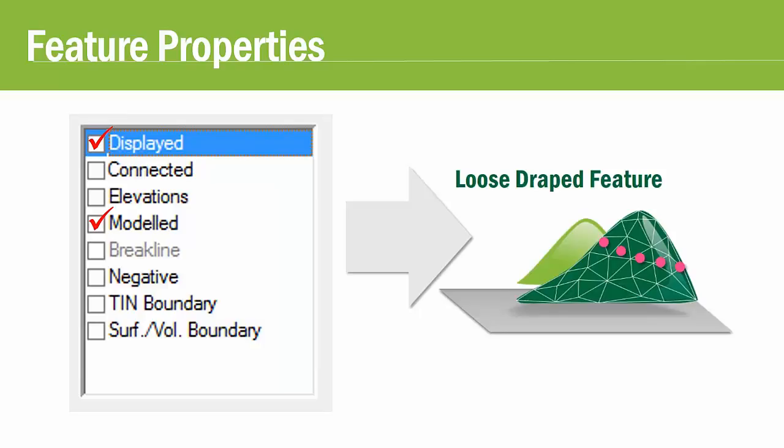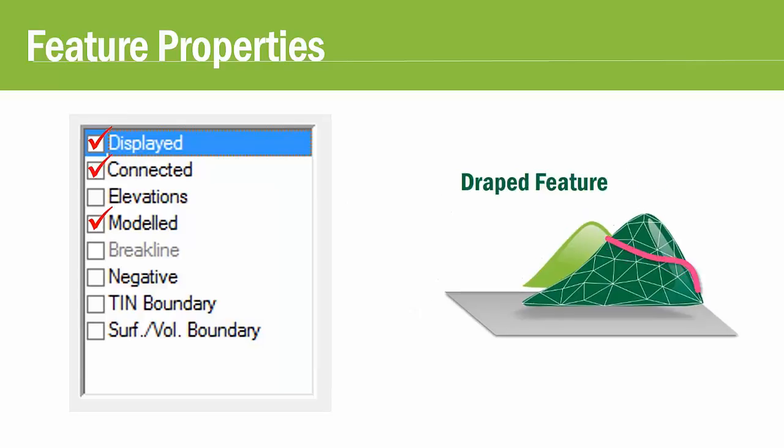They're not connected. They are modeled, so they're part of the model. They don't have their own elevations because they're part of the model. And the straight feature is the same as that previous one I just showed. It's modeled, their points are connected, but no elevations.